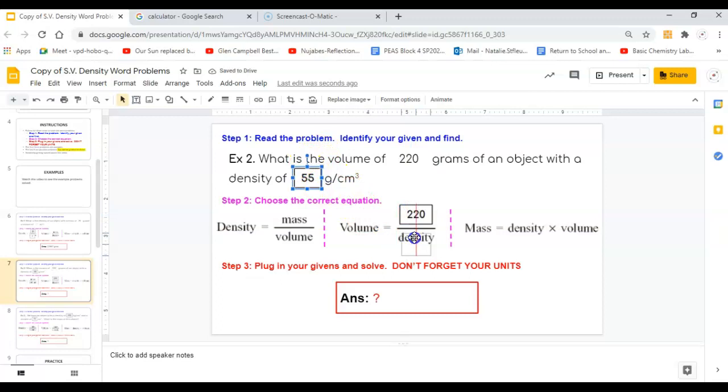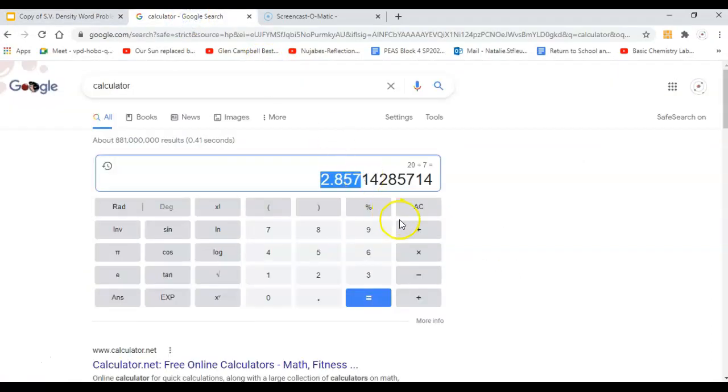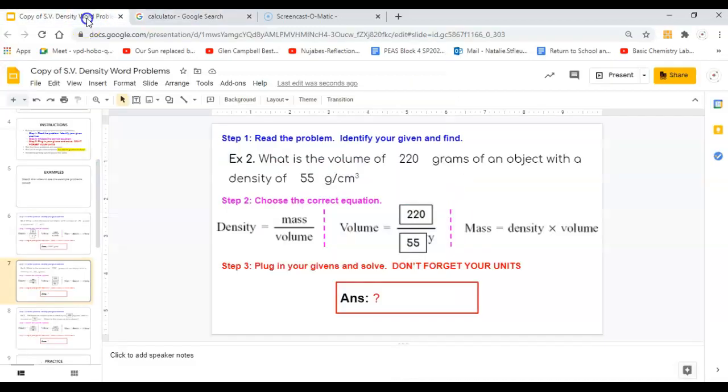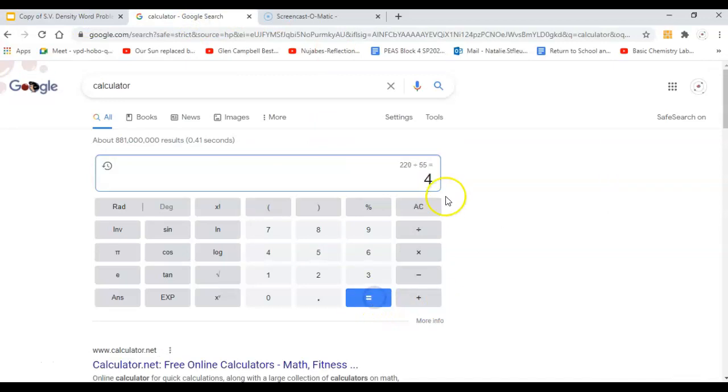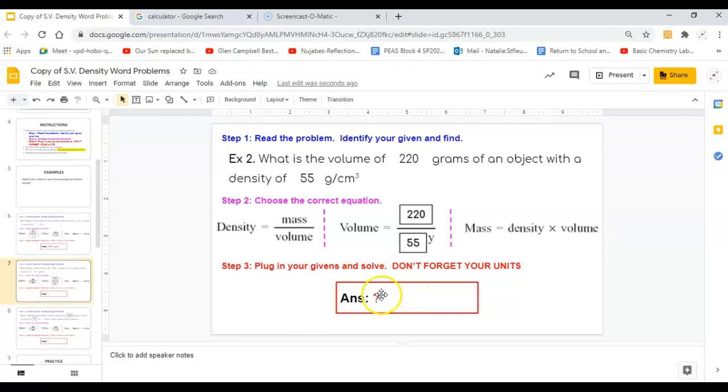I go ahead and plug that in. Okay, cool. So I have 220 divided by 55. That's the math I need to do. So I'm going to go to my calculator. 220 divided by 55. So I'm just solving this equation here. All right, go ahead and press enter. And the answer for that is 4. So that's pretty simple. So I go ahead and type 4 in.